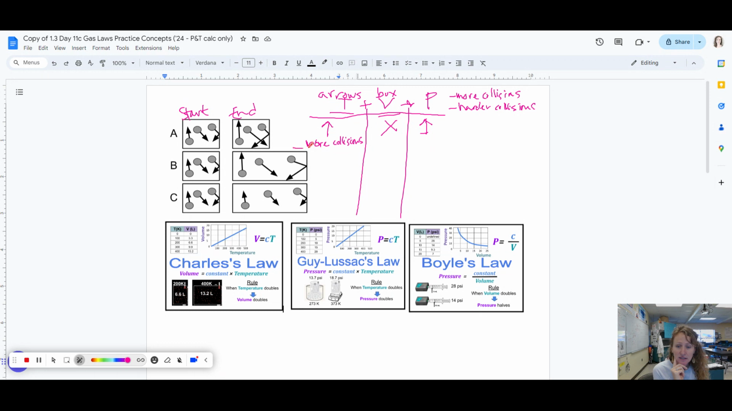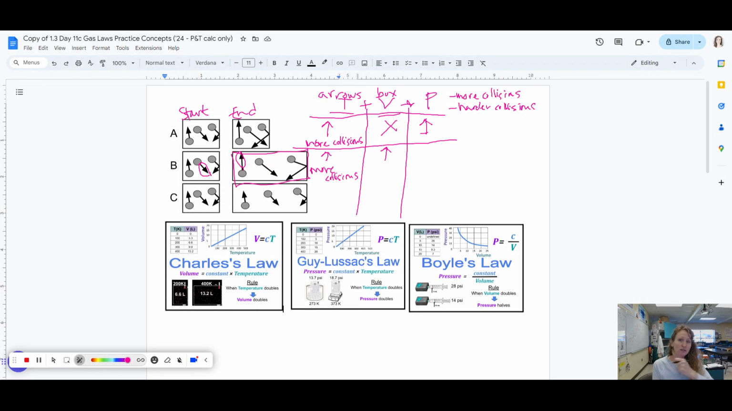If temperature is going up and we're getting more collisions, that's going to lead us to more pressure as well. If we look at box B, we can do the same thing. Box B would be a good place for you to pause this video and think through these concepts on your own. When we look at box B, we can see the arrows are getting longer, so temperature is going up. That means we're getting more collisions. Our volume box is also getting bigger, so volume is going up.